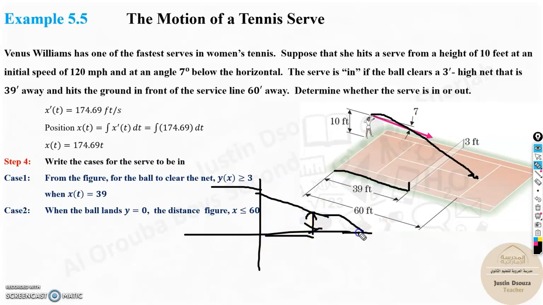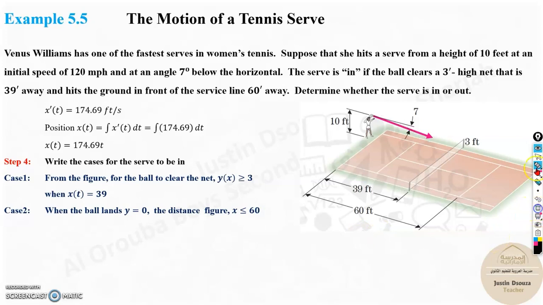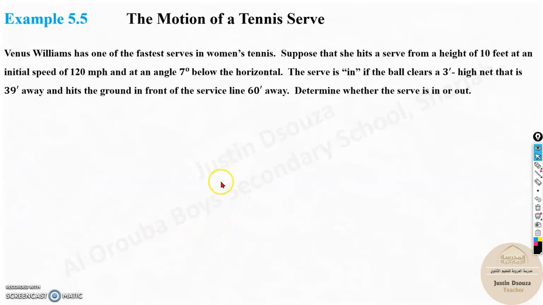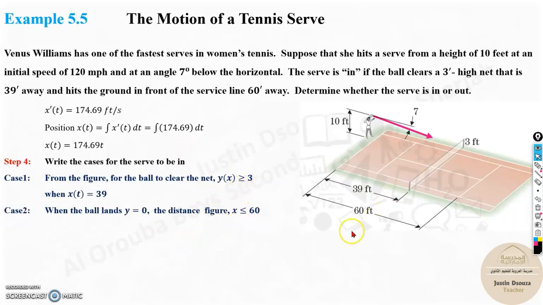Landing means y is equal to 0. So y of 0 is equal to 0. Sorry, let me go back. Y of 0 will be 0. And what must be the x value? X must be less than or equal to 60. This is the condition. Now let us solve for it. We will see one by one.